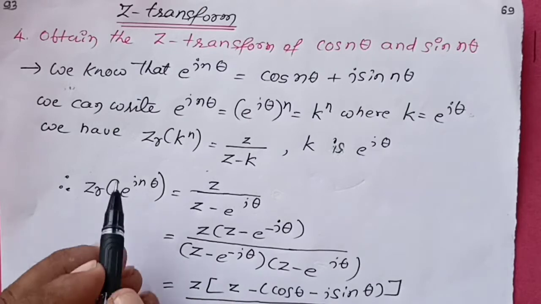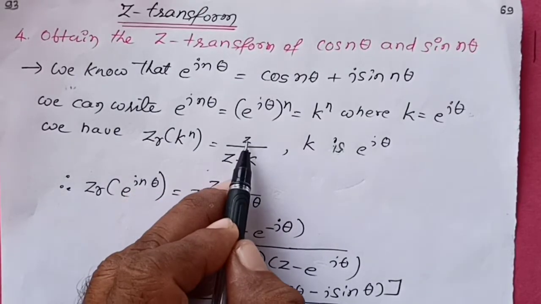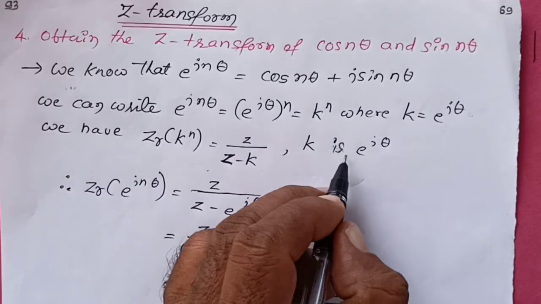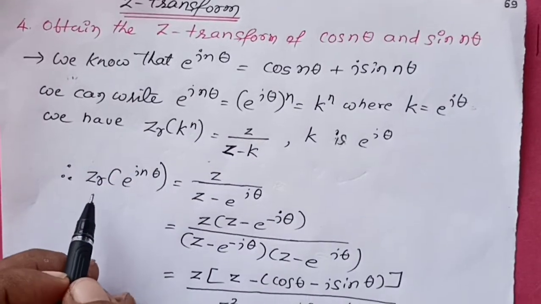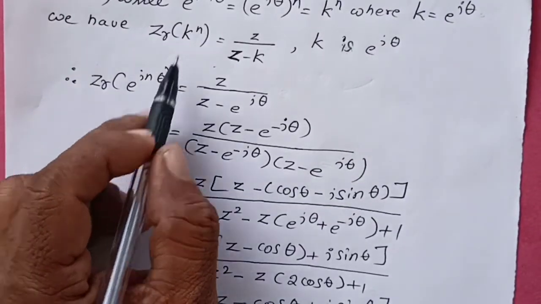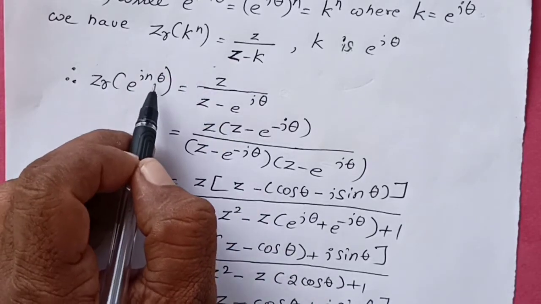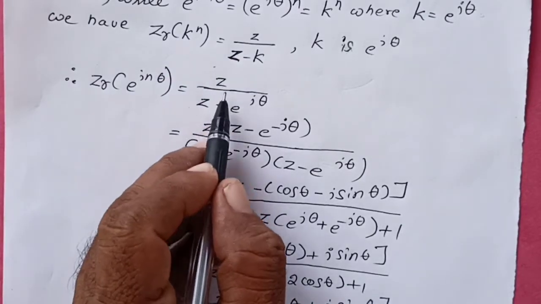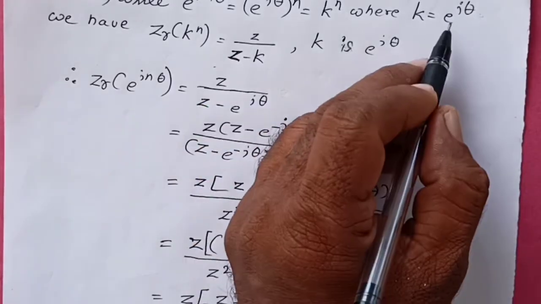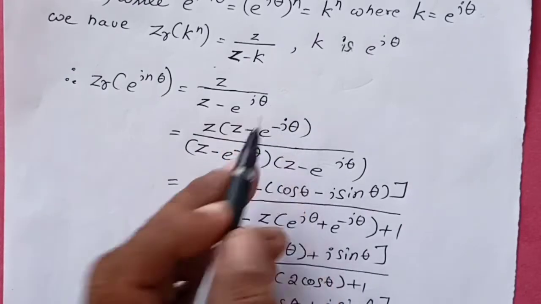Z transform of k raised to n is equal to z upon z minus k. This is capital Z, this is small z, and this is also small z minus k, where k is e raised to i theta. So therefore Z transform of e raised to i n theta, that is k raised to n, is equal to z upon z minus k. What is the value of k? You know this, e raised to i theta.